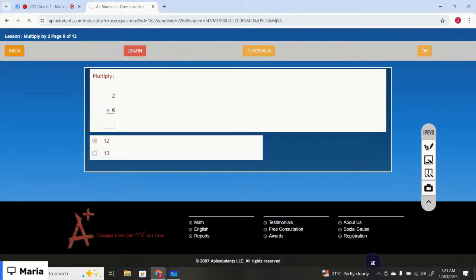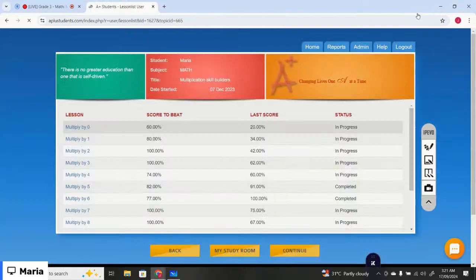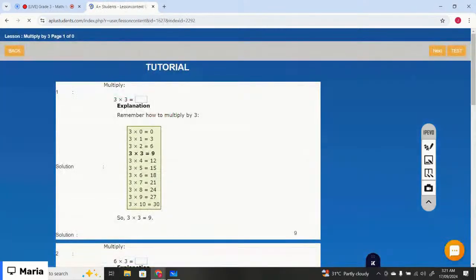And the next one is we're going to learn how to multiply by 3, right? The next lesson is multiply by 3. The next one is 3 times 3. So, which is the correct option?